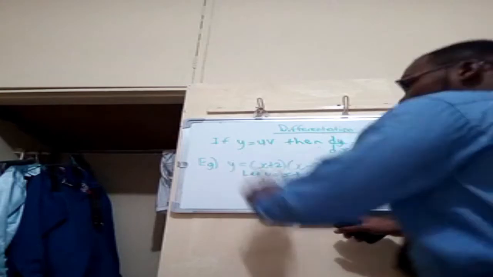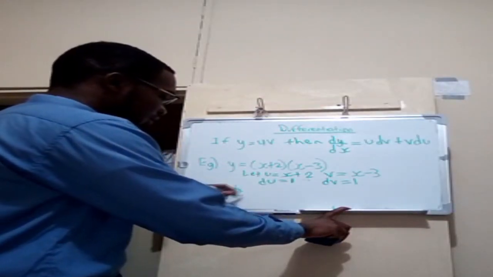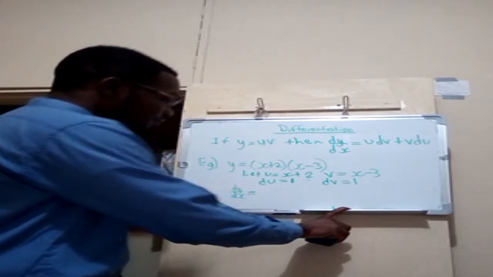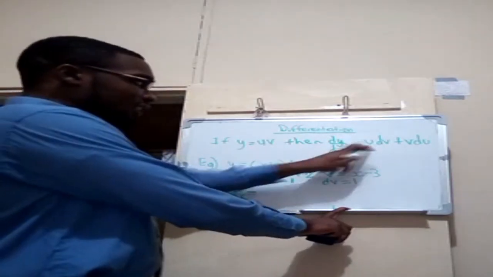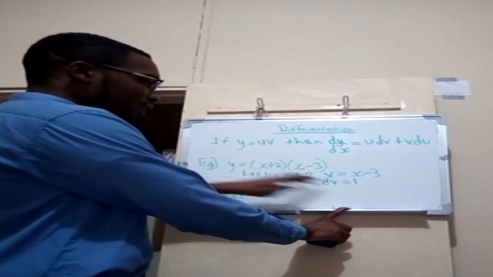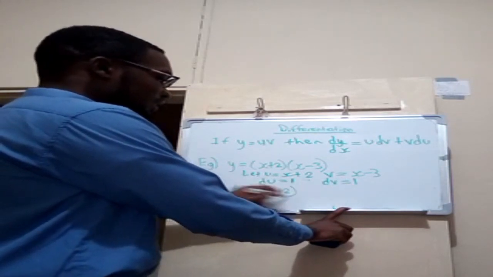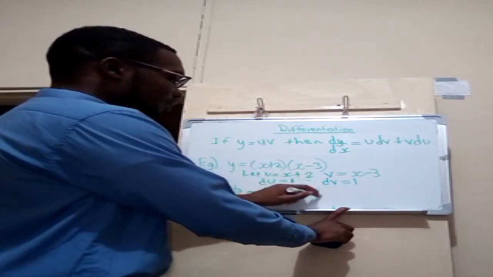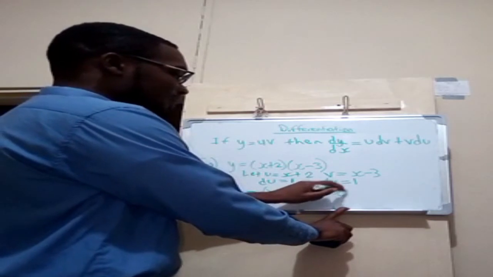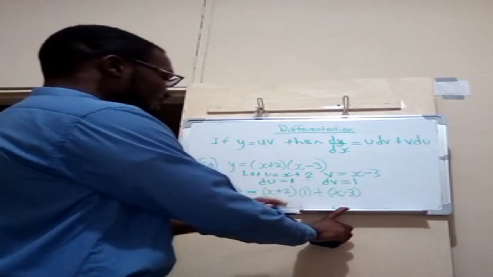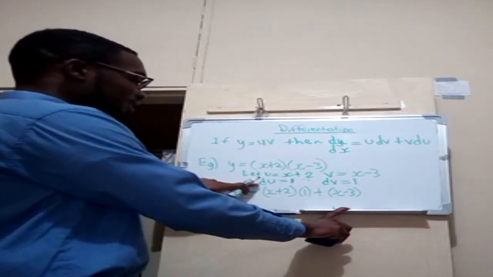So then now we write dy by dx is equal to u dv, this is u, and we're going to multiply it by dv. So we have x plus 2 times 1 plus v du. So it becomes v, which is x minus 3, times du. And du right here is 1.